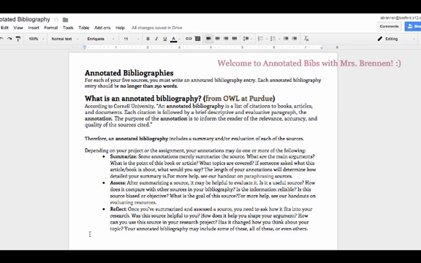Today I'm going to talk to you about annotated bibliographies. An annotated bibliography is essentially what it sounds like. It's notes about your bibliography entries, or your list of sources. Annotated bibliographies also serve a number of purposes.